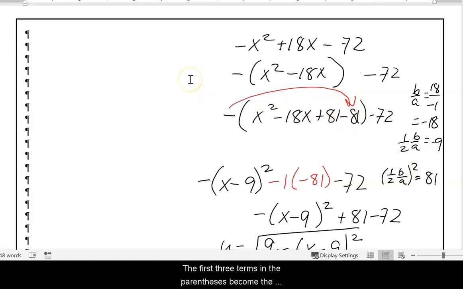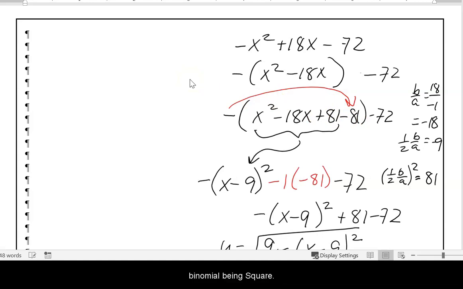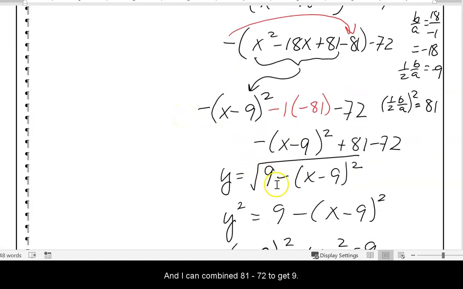The first three terms in the parentheses become the binomial being squared. The negative 81 is not part of that, so it gets bounced out and multiplied by the original a. Negative 1 times negative 81 gives me positive 81. Notice the negative 72 is just tagging along for the ride until this point. Then I can combine 81 minus 72 to get 9.